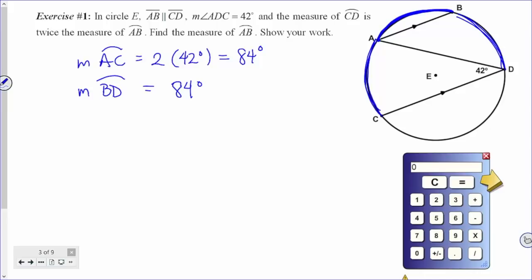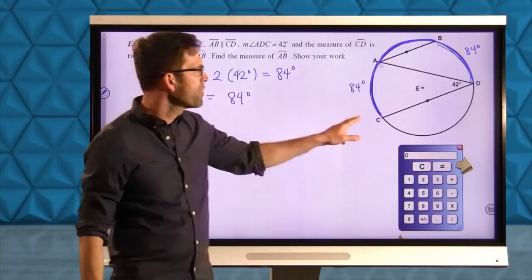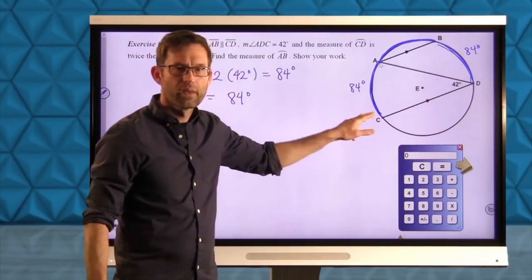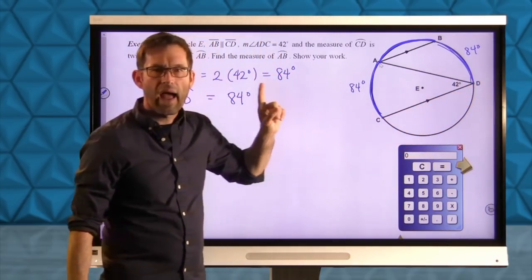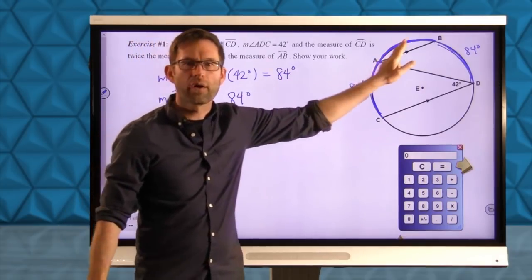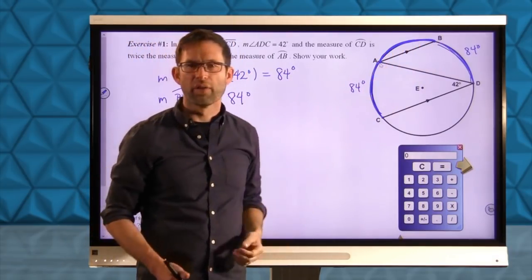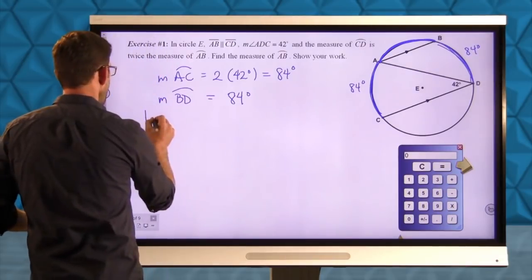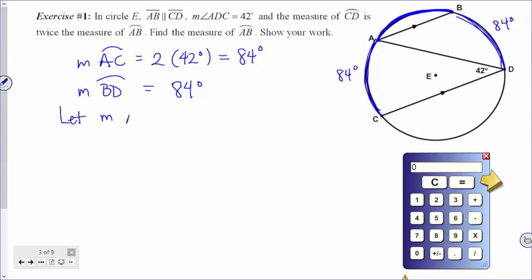So I can actually mark these things on my circle: 84 degrees, 84 degrees. What else do I know? Well, I've been told that the measure of arc CD has to be twice the measure of arc AB. So you know how to play this game. Let's let the measure of arc AB be equal to x, and the measure of arc CD equal 2x.